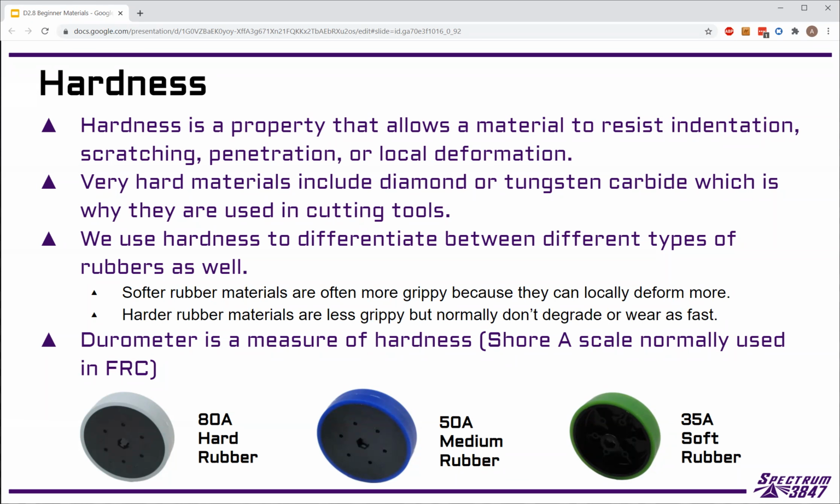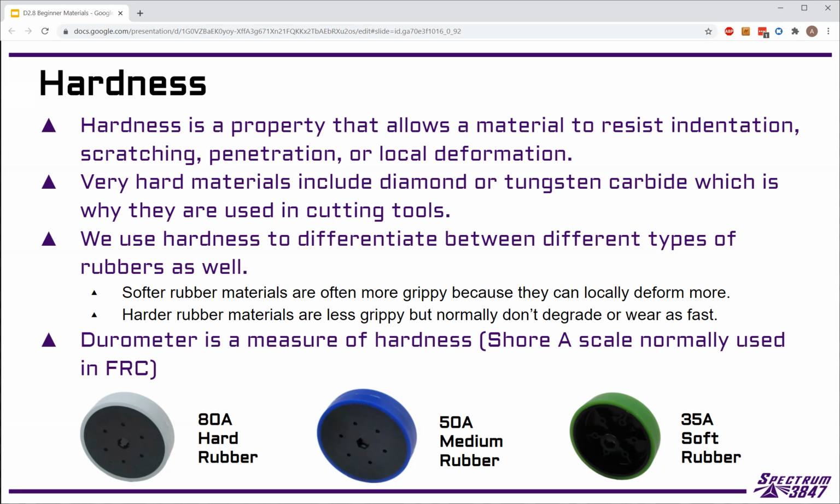We also use hardness in a different way to describe types of rubbers. A lot of times in FRC, we have to have grippy material to be able to pick up objects or not have things slip around. Those different rubbers have different hardnesses, and that's how we're able to tell their difference. A softer rubber will be more grippy, so it's able to locally deform more, so whatever the object is can push into it harder, so it's less likely to slip around.